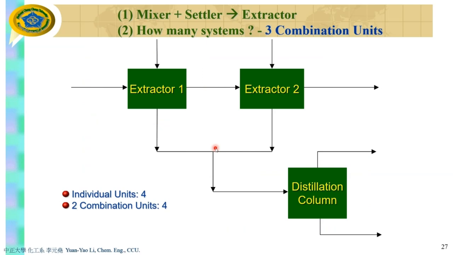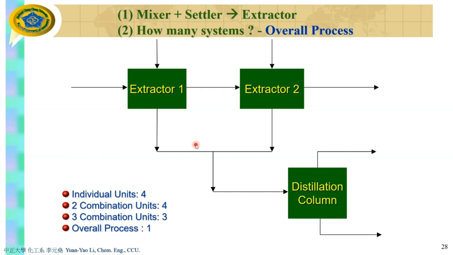Okay, so how many three combination unit systems? One, two, three, right? Okay, let's do it again. One, right? Two, three, right? Okay. And then how many overall process? Only one.